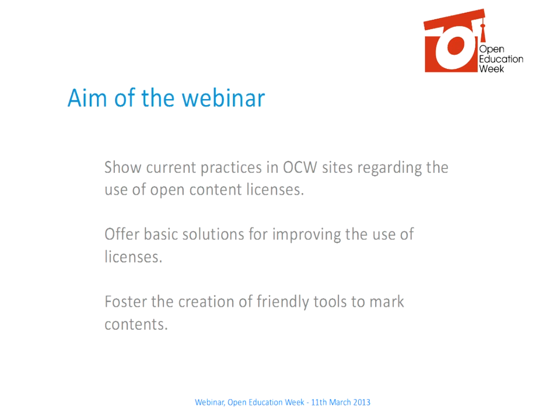The aim of the webinar is first to show which are the current practices in open courseware sites regarding the use of content licenses. As you will see, I'm not just focusing on the site itself, but I will also mention how people mark or put the license in the contents. After looking at the different current practices that we can see nowadays in the open courseware sites, I will also suggest some basic solutions to improve the use of the license. As we'll see, there is a lot of misunderstanding, misuse, etc. And I think we can have some really easy solutions to improve that and to explain to our users what they can do with our contents.